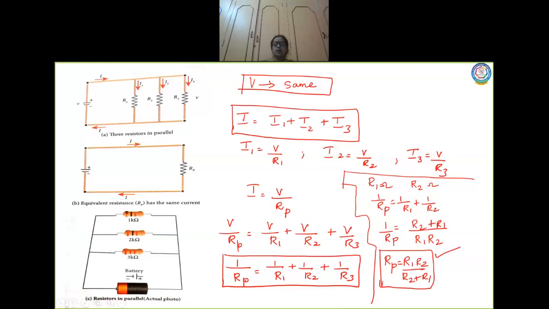Okay? Now what will be the effective resistance here? In the last topic, the effective resistance will be greater than the greatest. That is what we saw. Now what will be the effective resistance here? Let us check that also.